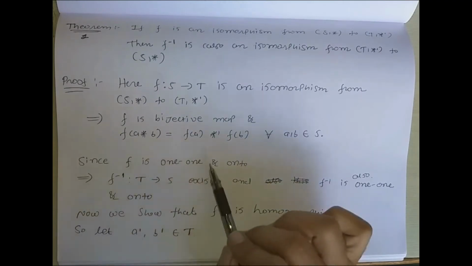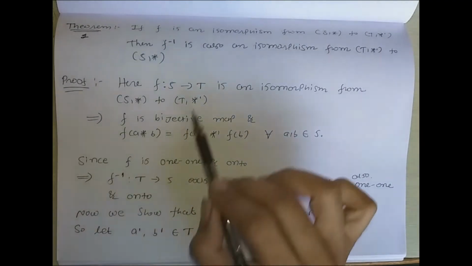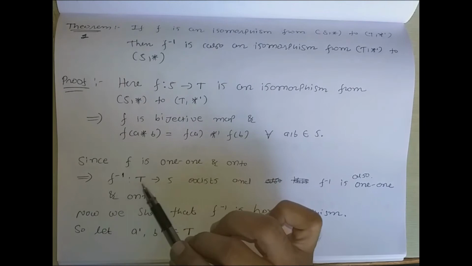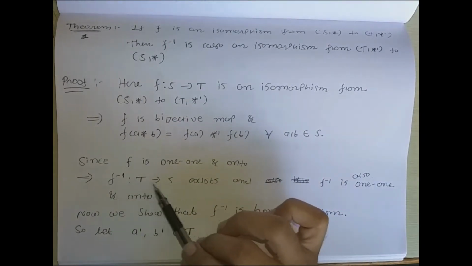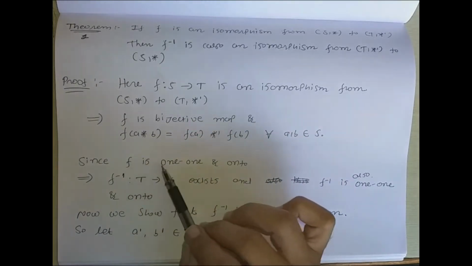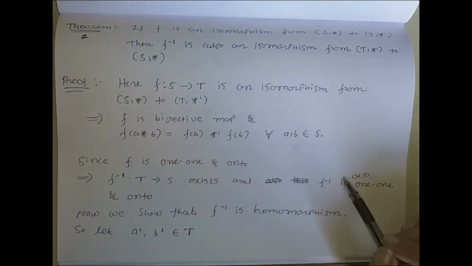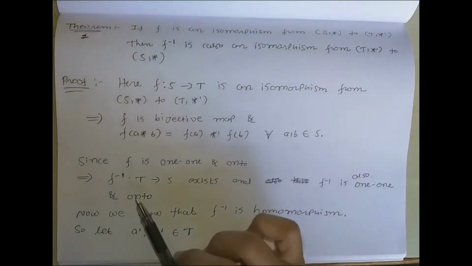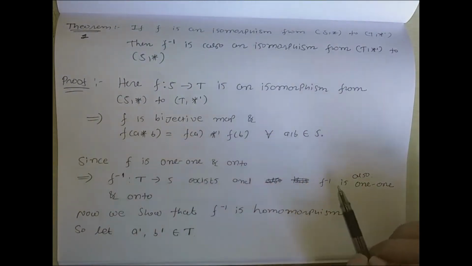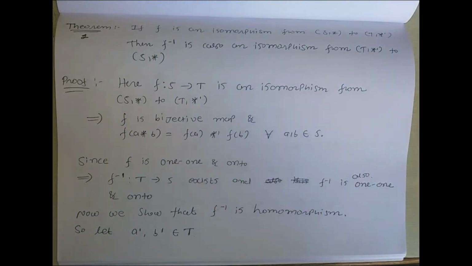So this implies that f inverse is a map from T to S. The map f inverse from T to S exists because f is 1-1 and onto, and f inverse is also 1-1 and onto. It is well known that if any given function is 1-1 and onto, then its inverse exists and it is also 1-1 and onto. So f inverse from T to S exists and it is also 1-1 and onto.